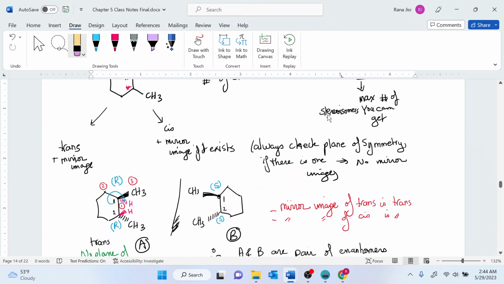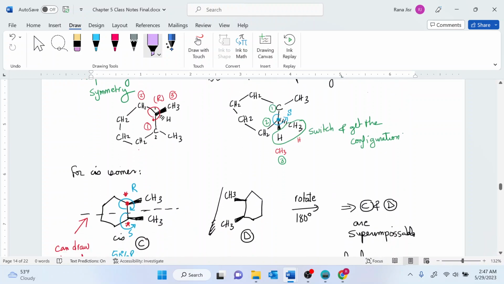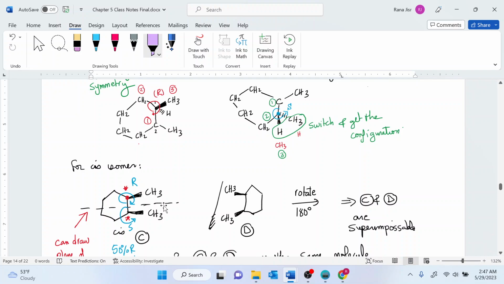So now for the other two, I'm going to consider the cis isomer. Now, with respect to the cis isomer, here comes another definition for an achiral compound. At the beginning of the chapter, I mentioned that it's not necessary, whenever you have a chiral center, to have a mirror image. Sometimes you have a chiral center, but you don't have a mirror image because you are able to draw a plane of symmetry and the mirror image is within the molecule itself.